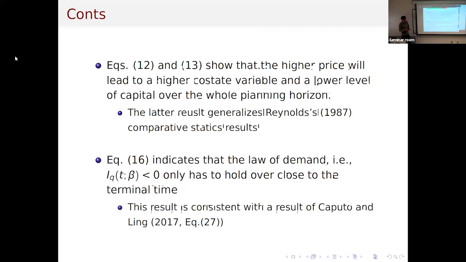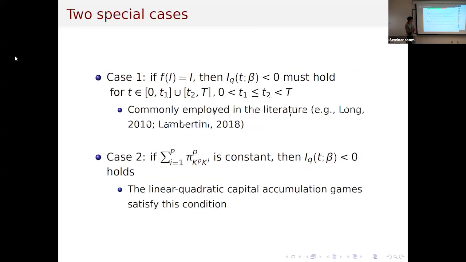So that's what we got in some next slides. We can actually come up with two cases. Case one, if we assume that the technology is constant return to scale, which means that Fi equal to I, which is commonly employed in the literature, then we can show that the law of demand must hold both at the beginning of the game and the end of the game. Okay, so this type of functional form was commonly assumed in the literature.